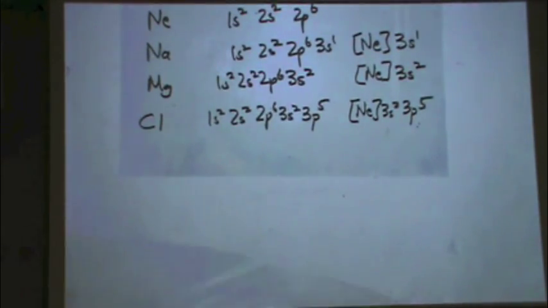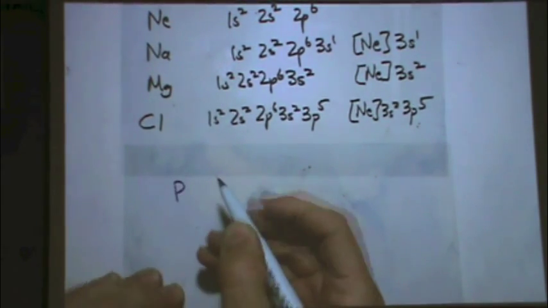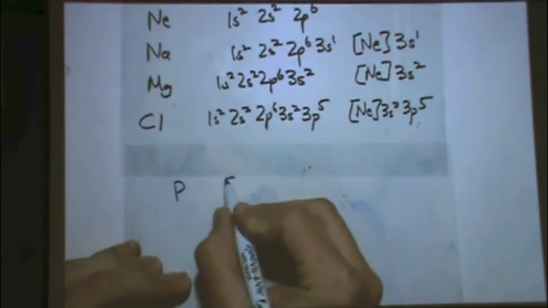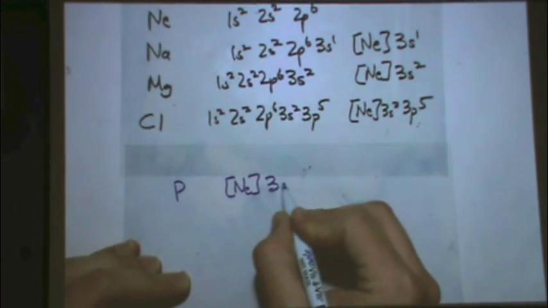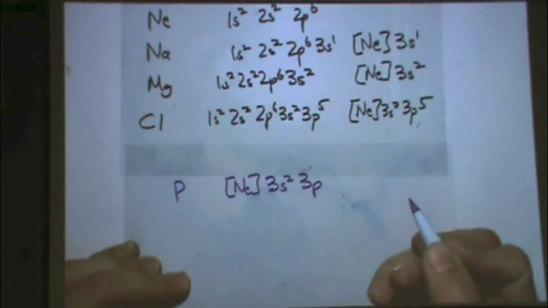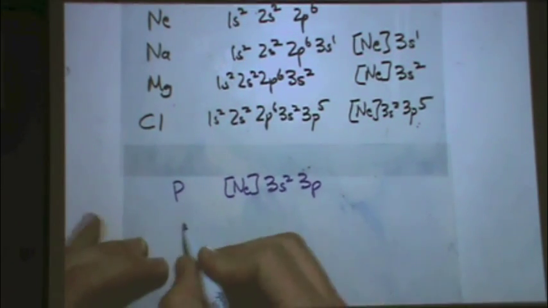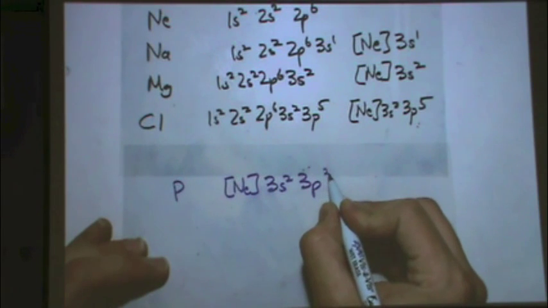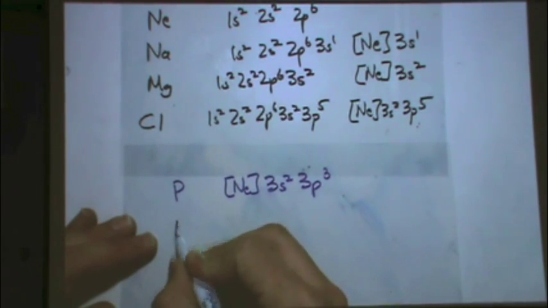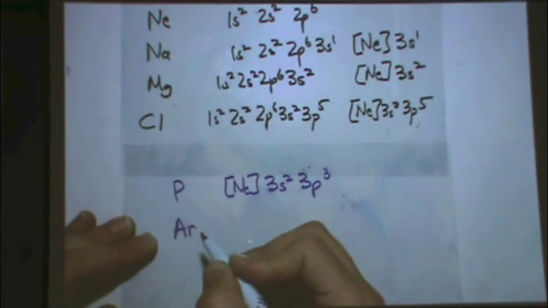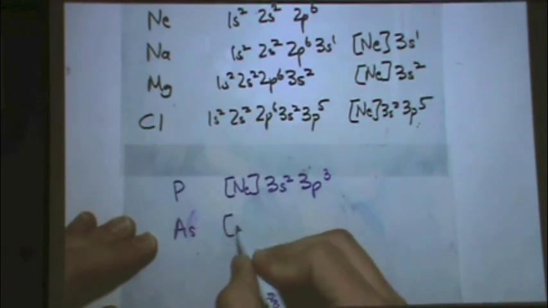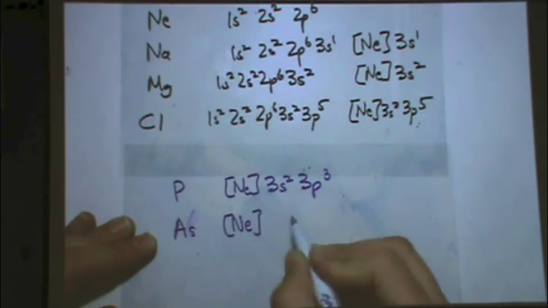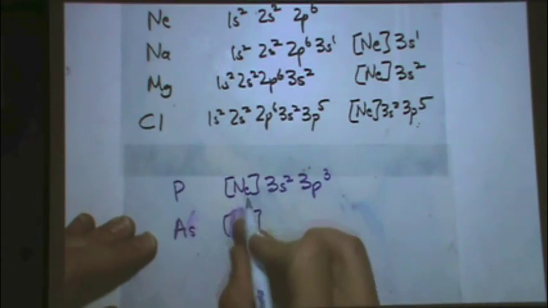Let me show you one reason why this is interesting. If we look at phosphorus, let's do phosphorus for fun. That would be neon, and that's 3s2, 3p3 for phosphorus. It's the third column over. Now let's do arsenic. As. That's neon. Not neon. I'm crazy.